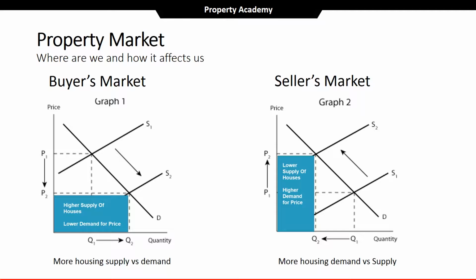And before we actually talk about where we are in the property market, we have to have a quick recap session. So if you remember on the webinar, if you managed to watch the webinar, I actually talked about what is a buyer's market and what's a seller's market. So just to recap, let's talk about the buyer's market first.